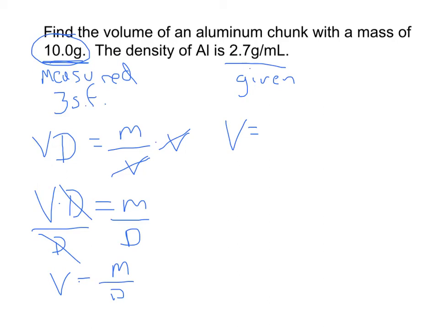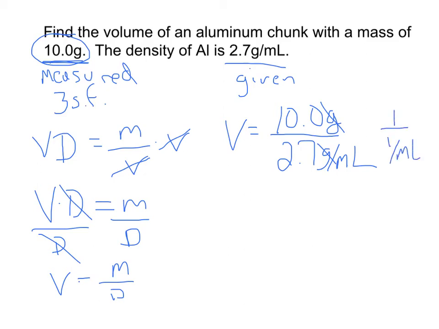Volume is 10.0 grams of mass divided by the density, the given value of 2.7 grams per milliliter. Let's take a look at our units. The units are grams divided by grams per milliliter. The grams divide out. So mathematically what we're left with in the units is 1 over 1 over milliliters, which is the same as milliliters. So we will end up with the volume unit in the answer.